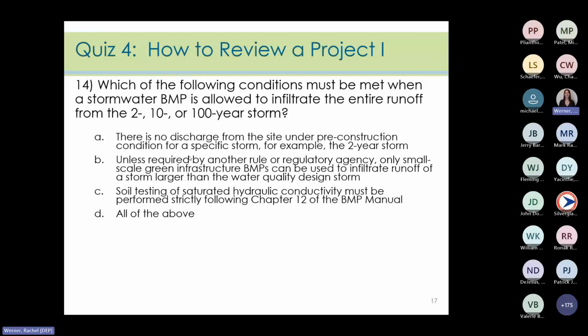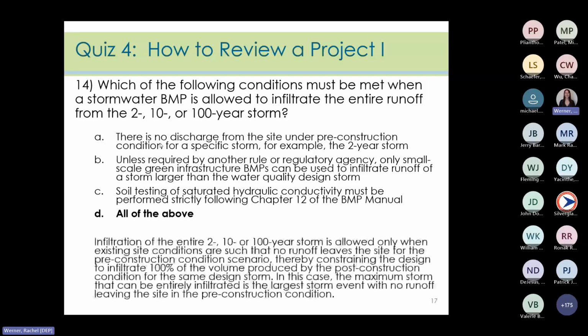Which of the following conditions must be met when a stormwater BMP is allowed to infiltrate the entire runoff from the 2, 10, or 100-year storm? And the answer is D, all of the above. So, for example, if there's no runoff for the pre-construction 10-year storm, but there is for the 100-year storm, then for the proposed conditions, the maximum design storm that can be fully infiltrated is the 10-year storm. Again, this is meant to mimic the natural existing hydrology, and only small-scale BMPs that are tested in accordance with Chapter 12 can be used to accomplish this.